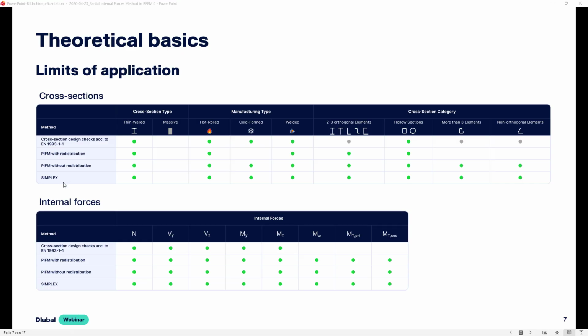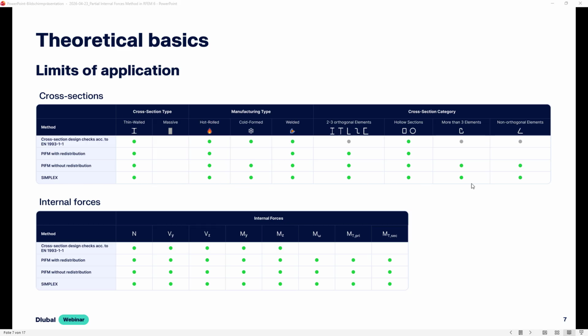It splits the whole cross-section into many small parts or small areas. And for each area, the internal forces, or you could also say the stresses, will be multiplied with a factor until the yield strength is reached. And that's done for each area. And by that, we can calculate or determine the cross-sectional capacity. So it's similar to the PIFM methods.